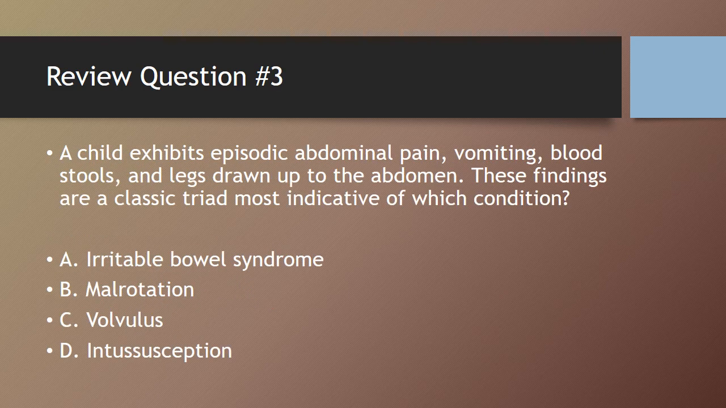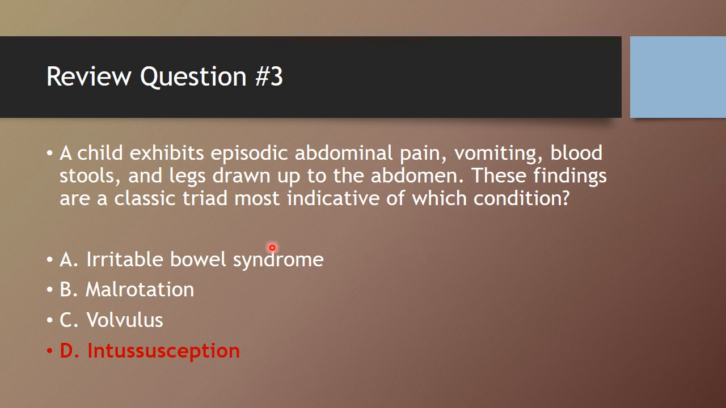Question number 3, a child exhibits episodic abdominal pain, vomiting, bloody stools, and legs drawn up to the abdomen. These findings are a classic triad most indicative of which condition? A, irritable bowel syndrome, B, malrotation, C, volvulus, or D, intussusception. And the answer is D, intussusception.